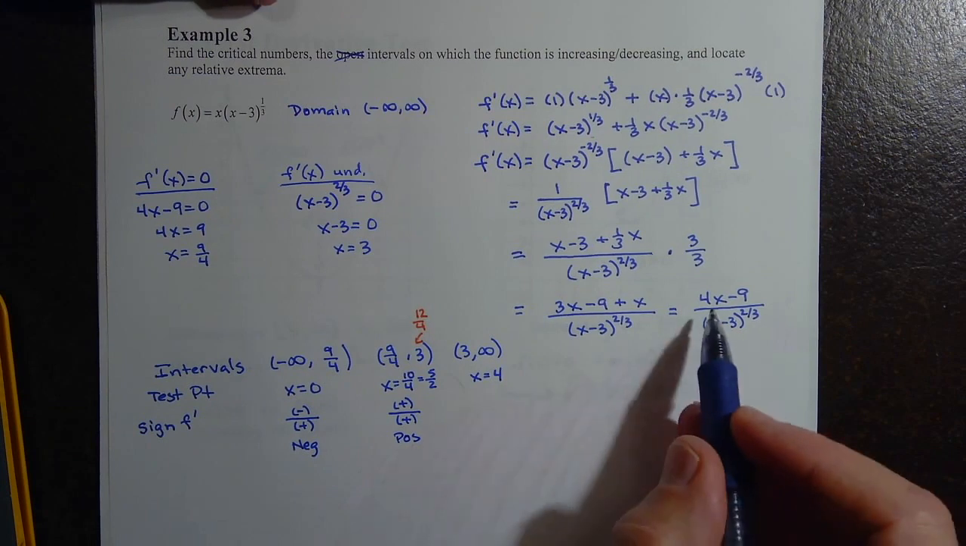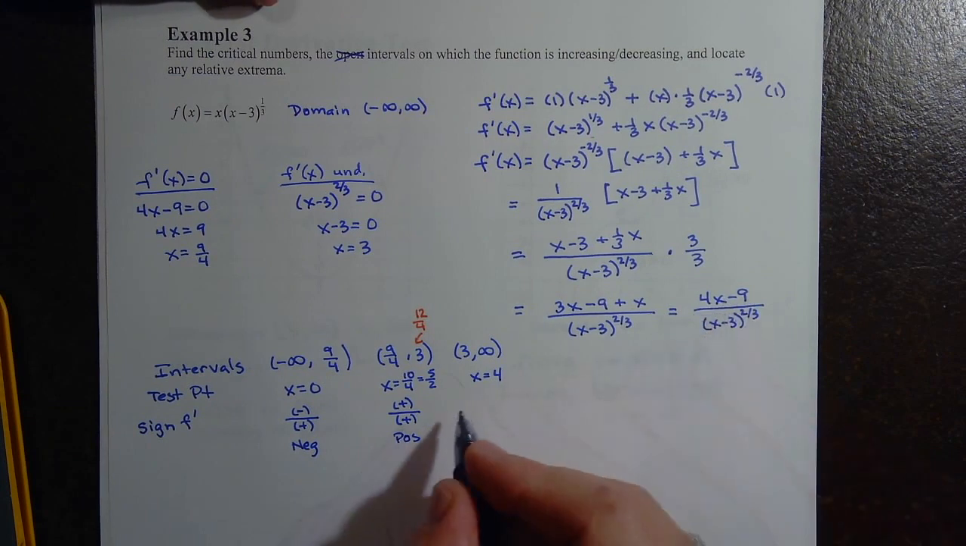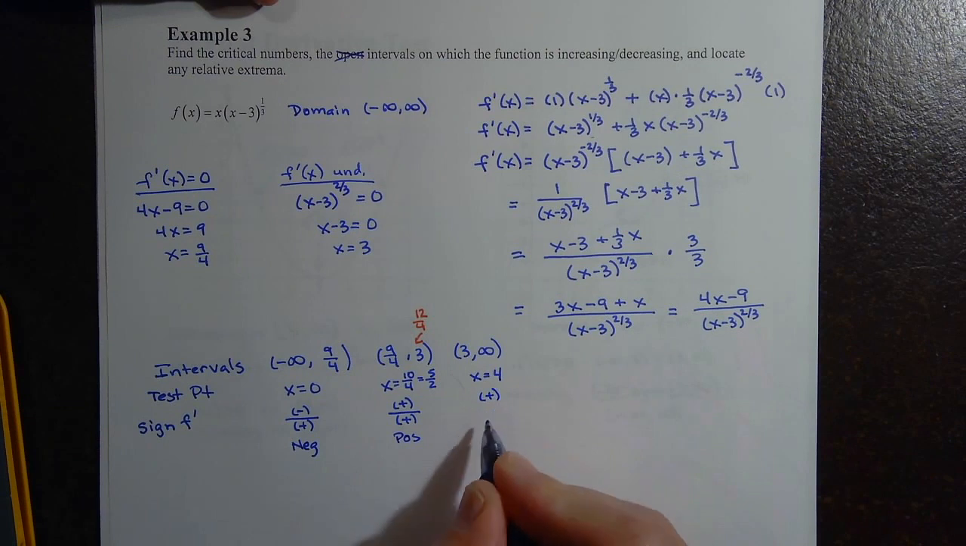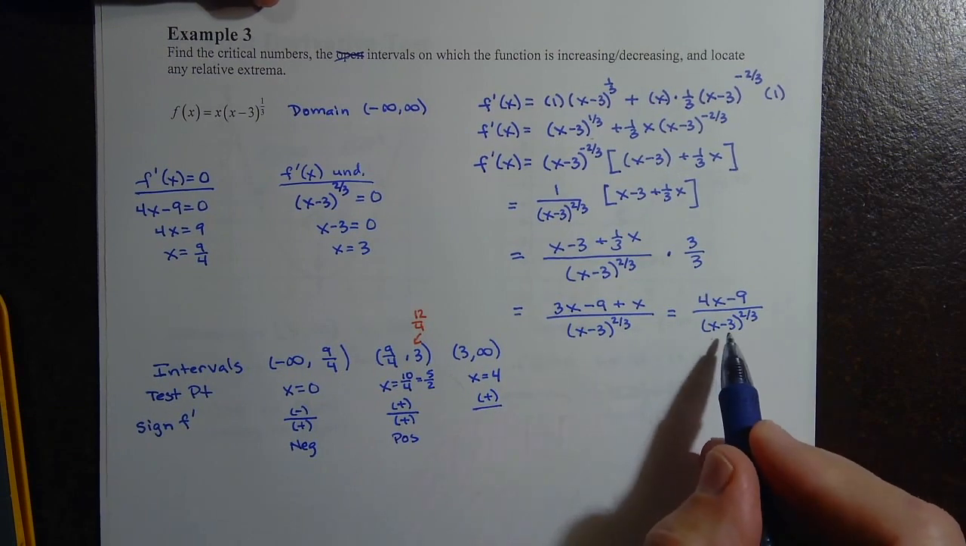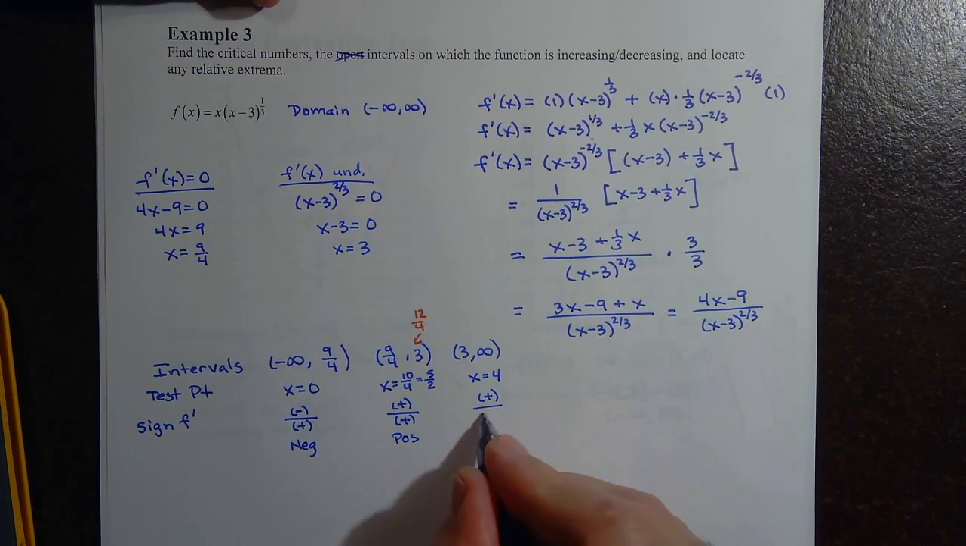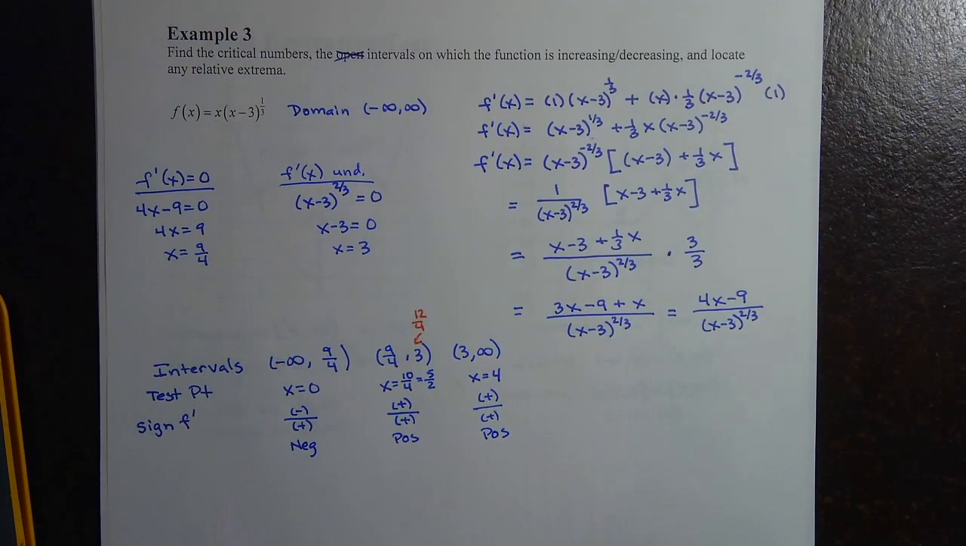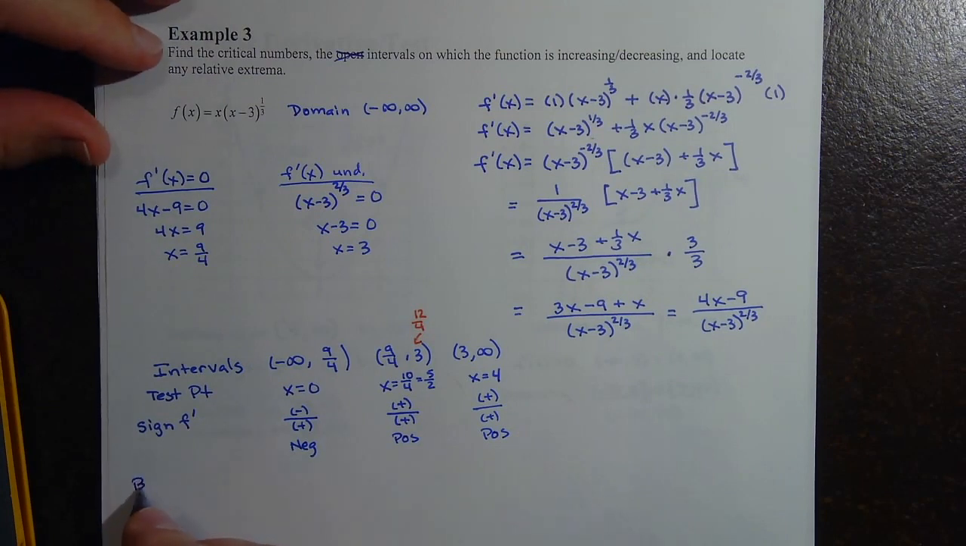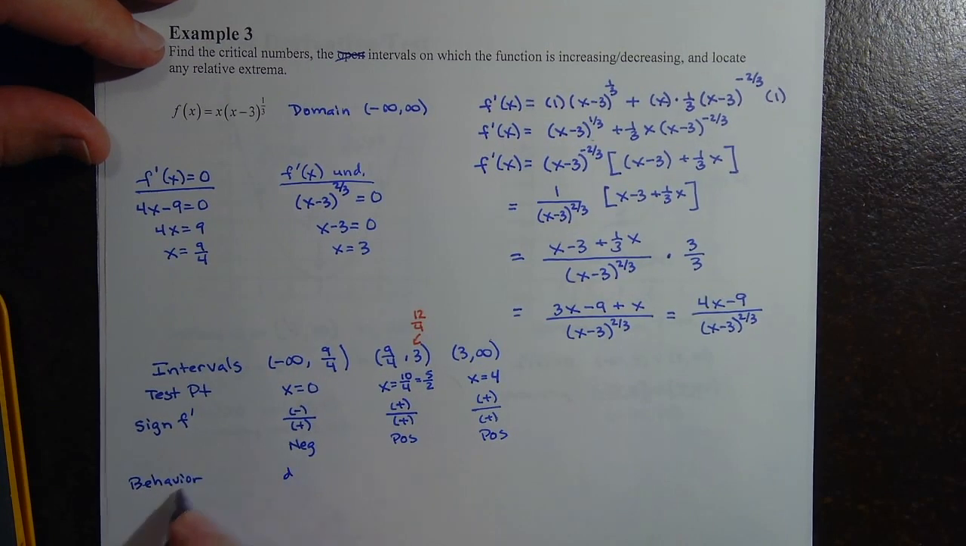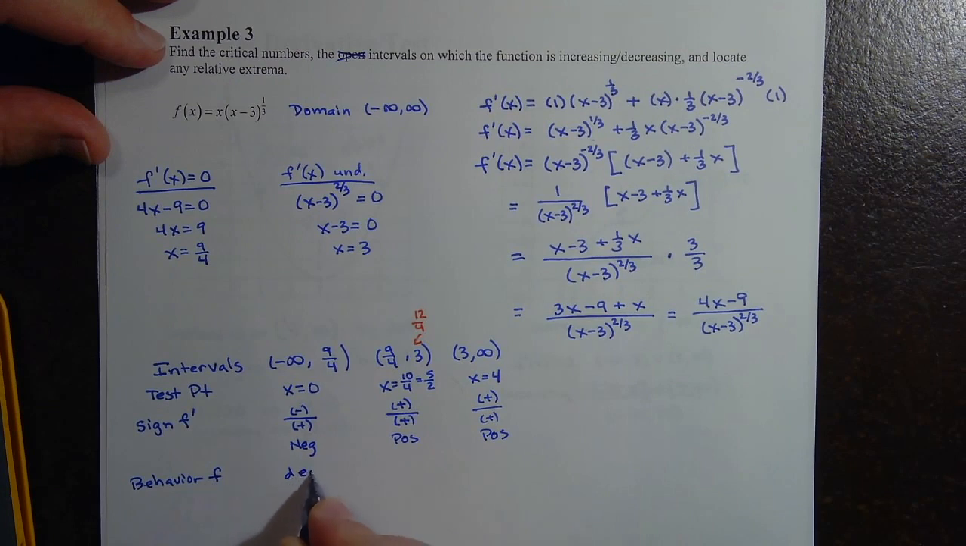And then x equals 4, so 4 times 4 is 16. The top is definitely going to be positive. And then the bottom is 4 minus 3, that's going to be positive, right? So overall, positive divided by positive is going to be positive. So I do the pluses and minuses, and then to tell what the final result is, I write the word negative, positive. And then we look at the behavior of f. This is decreasing, this is increasing, and this is increasing.